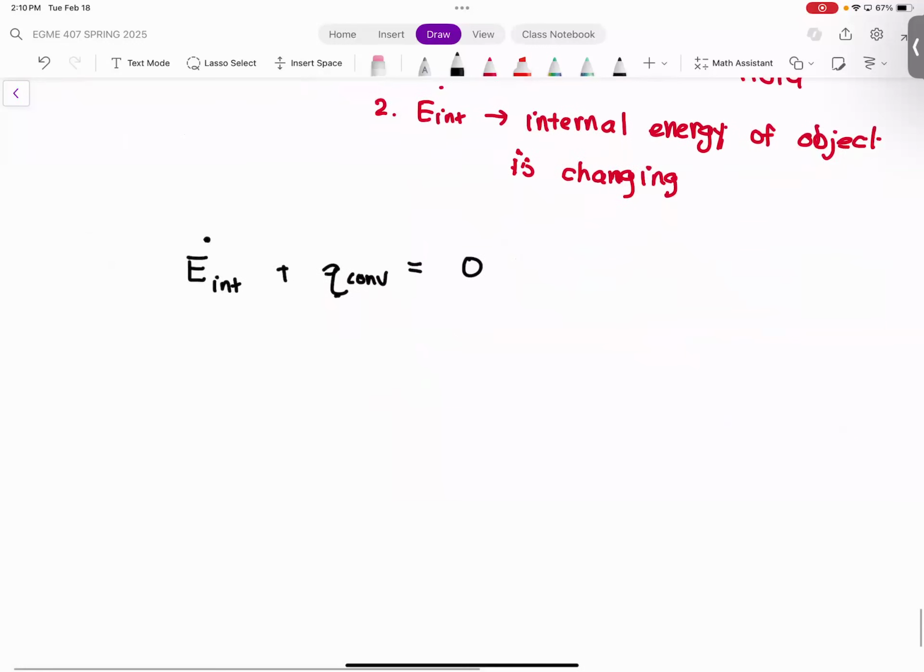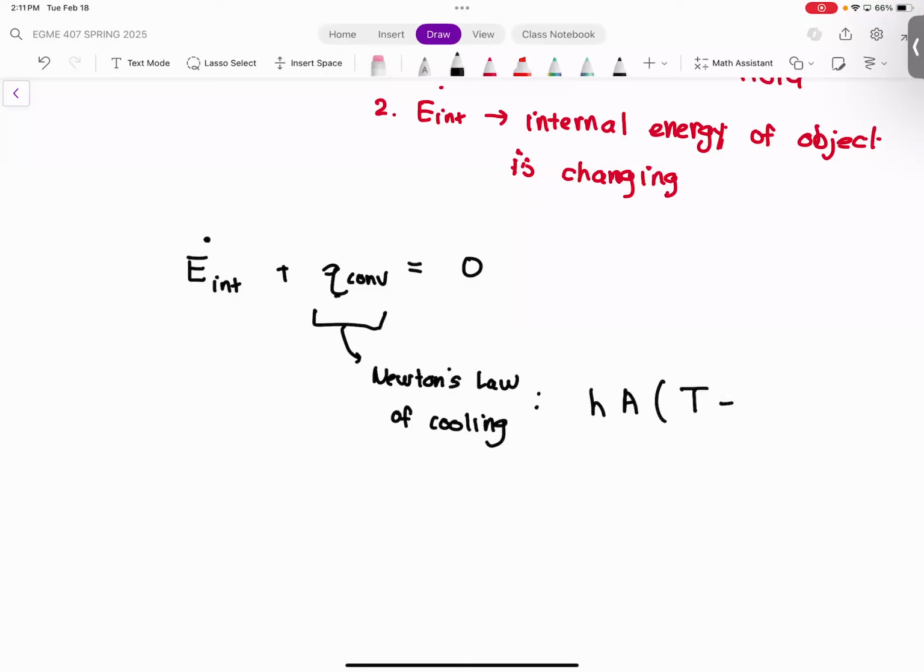Okay, so let's plug in for each of these expressions. We actually do have these. For Q convection, we already know an expression. We're going to plug in Newton's law of cooling. Newton's law of cooling is h times the surface area of the object multiplied by the difference in temperature. In this case, it's the temperature of the object minus the temperature of the fluid.